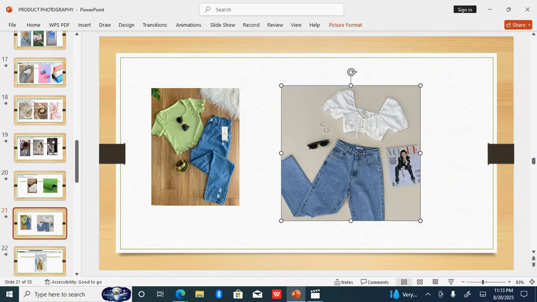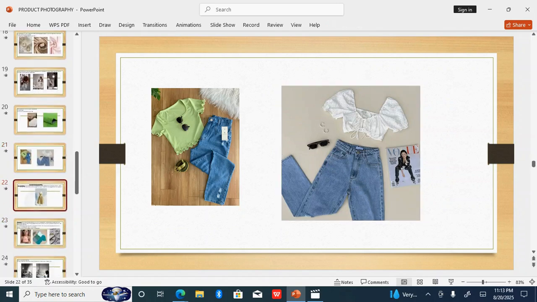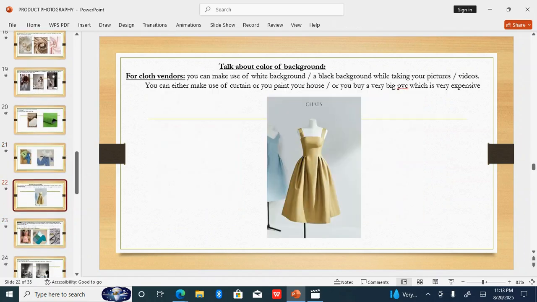And also, you can see this other picture too. The person did not use any fur rug, but the picture is still coming out nice. And also, for clothes vendors, you want to make use of a white background or a black background while taking your pictures or video. And sometimes, if you cannot afford to paint your house white or black, you can get a white or black curtain.